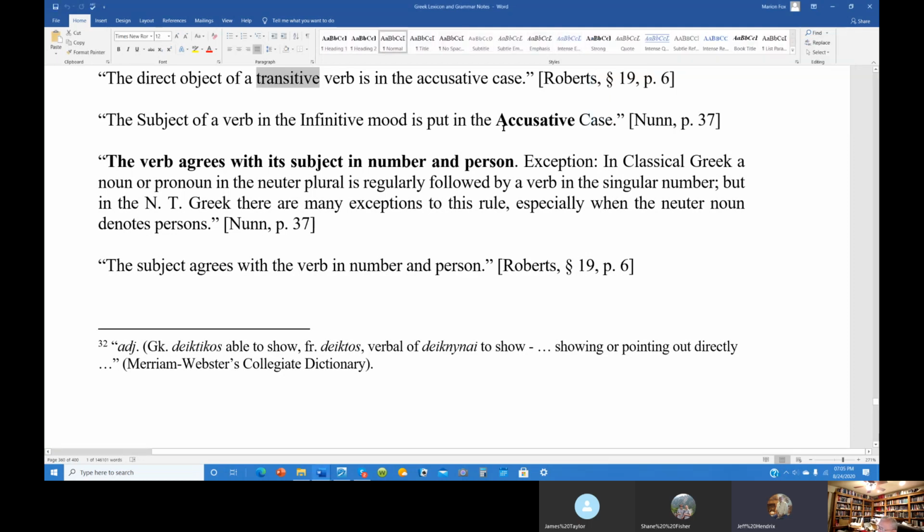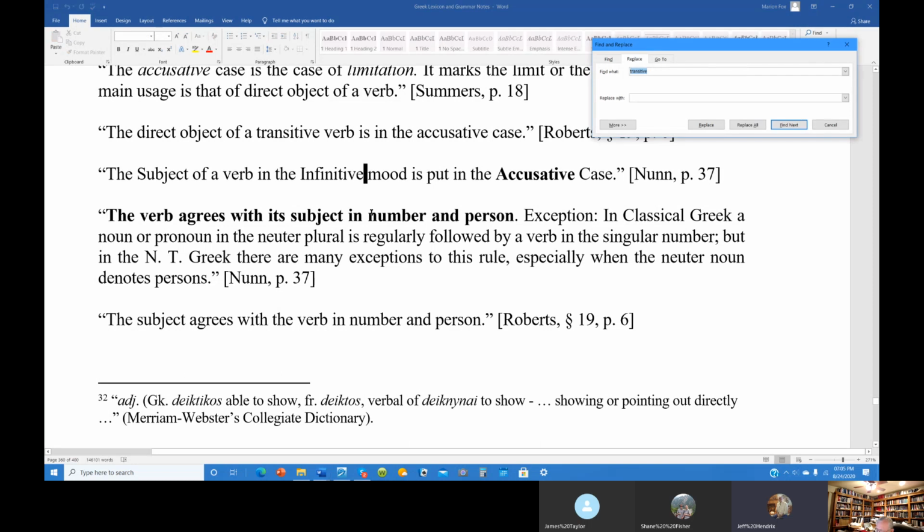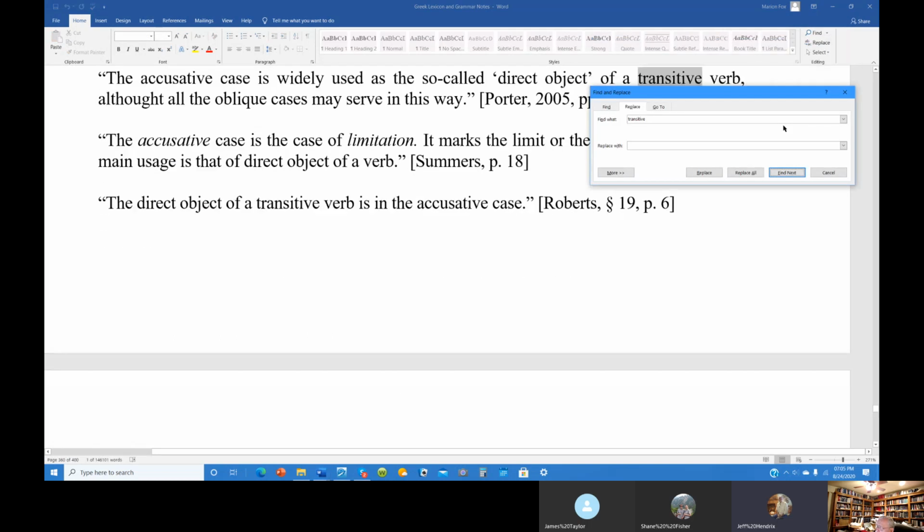Now we had this on page 19 in Robert, page 6 in our book. The direct object of a transitive verb is in the accusative case. So that's right out of our book. The subject of a verb in the infinitive mood is in the accusative case. So this is a finite verb, what he says. The subject of the infinitive mood. So the subject of an infinitive is in the accusative case. All right, let me get to one more thing down here. This is all in your book here.